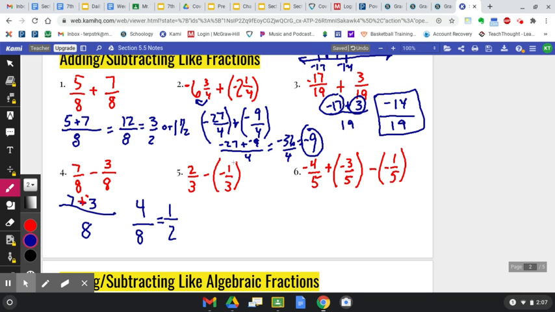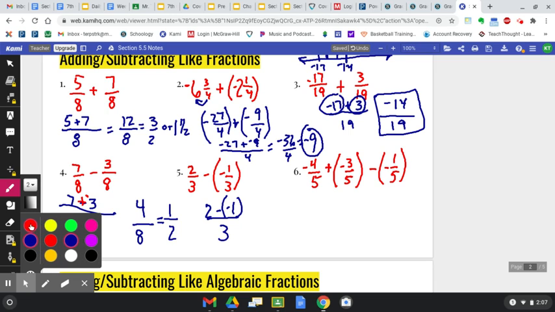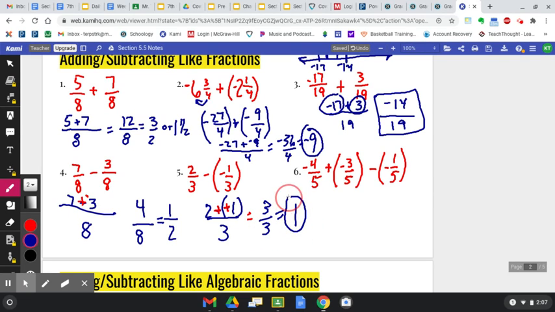Number 5, common denominator of 3. 2 minus negative 1, right? Minus negative. So this one definitely will help to change into addition, right? So leave it as 2, change to the opposite, right? Opposite of negative 1 is positive 1. So here we would have 2 plus 1, which is 3, over 3, right? So when I simplify there, I get positive 1.